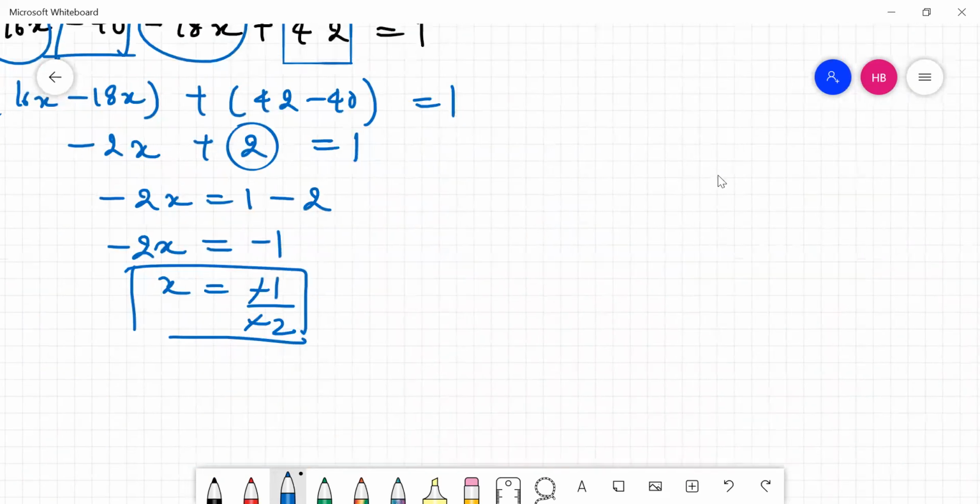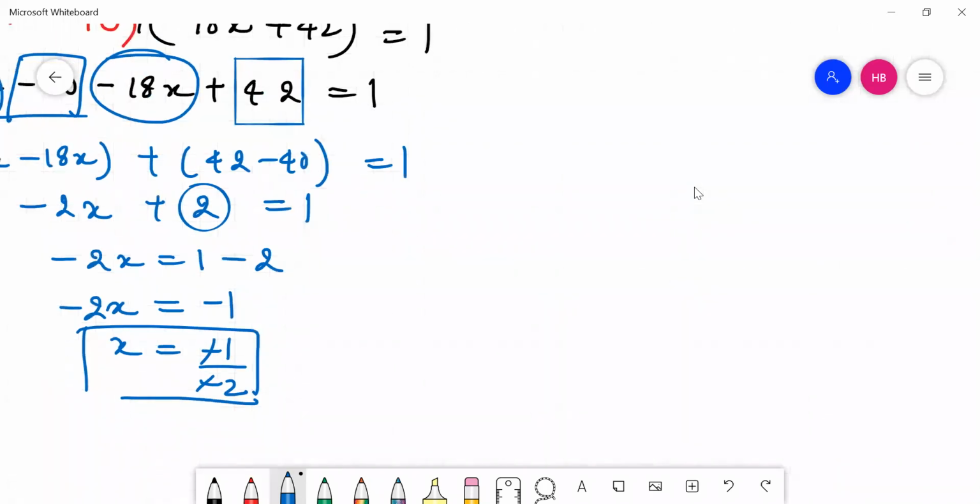I hope this is clear what we are doing here. I'm taking 2 on the other side of the equation. The sign will change, plus will change into minus 2, and here 1 minus 2 will give me minus 1. Minus 2, I have to eliminate the coefficient of x, so minus 2 is in multiplication. If I take it on the other side, it will be in division. That's why minus 1 divided by minus 2.